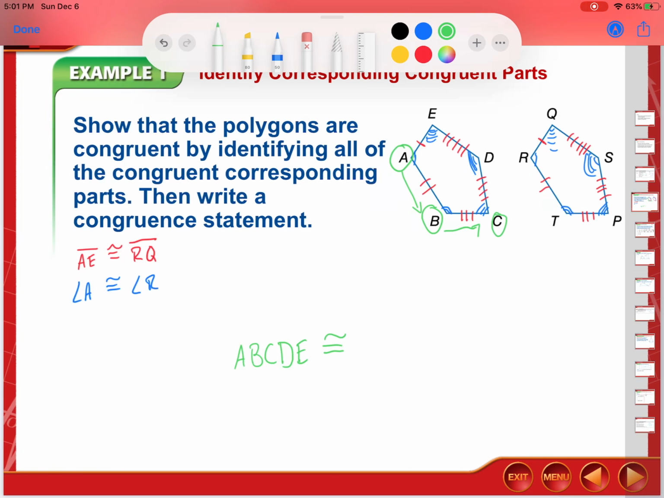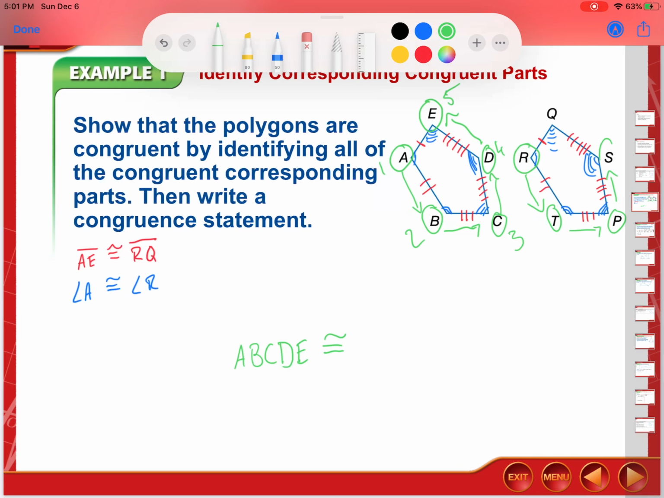So if we were doing a lap around this and we wanted to start at A, we go A to B to C to D to E. So that's kind of our order we go. So we wrote A first, B second, C third, D fourth, and E fifth.